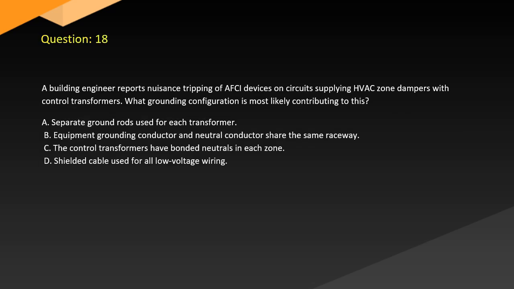Question 18. A building engineer reports nuisance tripping of upstream devices on circuits supplying HVAC zone dampers with control transformers. What grounding configuration is most likely contributing to this? A. Separate ground rods used for each transformer. B. Equipment grounding conductor and neutral conductor share the same raceway. C. The control transformers have bonded neutrals in each zone. D. Shielded cable used for all low voltage wiring.